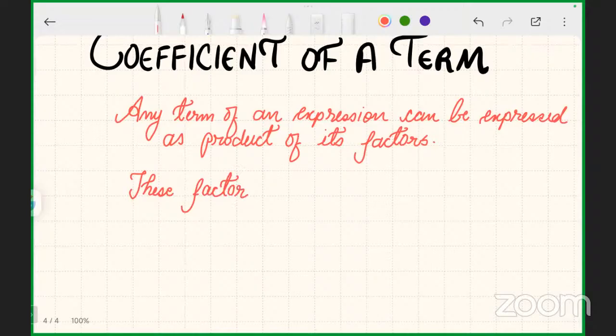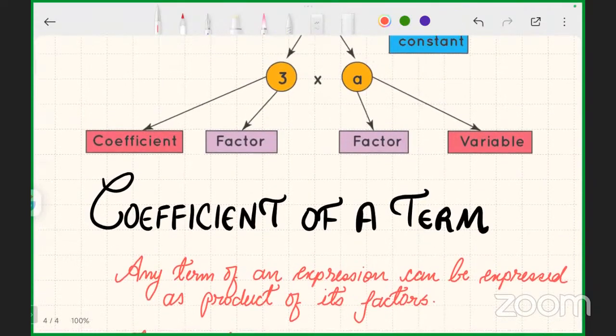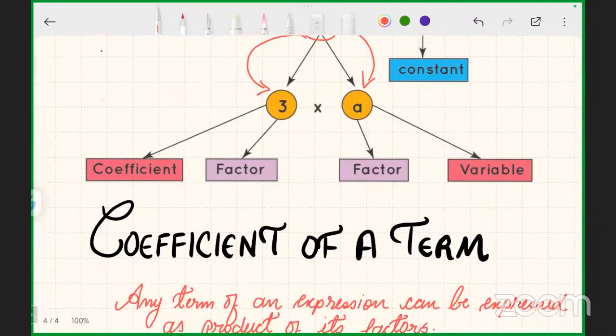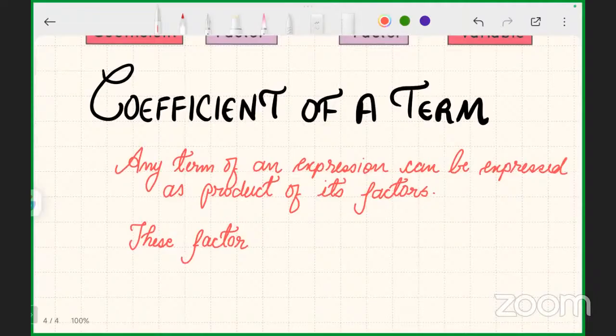Wait, I'll explain. So first of all, if you look here, this is the factor, right? And if you will notice, this factor is made up of two parts. One is the constant part, another one is the variable part. And so what we are saying next, these factors are numeric or variables, correct? This factor can be numeric or variable.